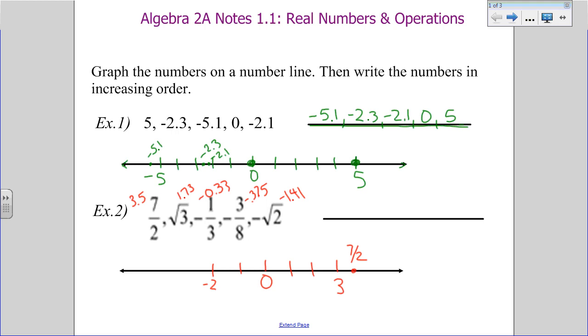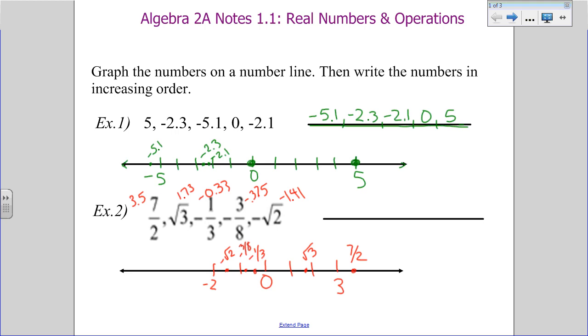1.73 is going to be close to 2, but I'm going to write, this is positive 1.73. So close to positive 2, but we're not going to write the 1.73, we're going to write the root 3. Negative 1/3 is between 0 and negative 1. Negative 3/8 is a little bit smaller, so it's going to be to the left. So we have negative 3/8. And then we have negative square root of 2, which is negative 1.4, so close to that negative 1 1/2, but we call that negative square root of 2.